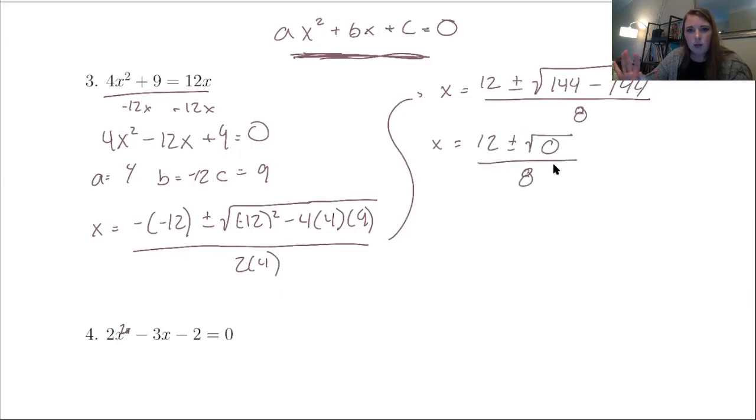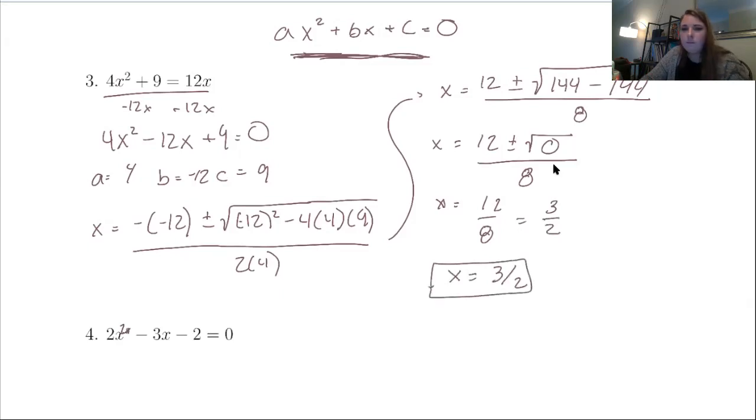That's okay, right? I can take the square root of 0. What's the square root of 0? Oh my God, what? It's 0, right? So I'm just going to have 12 over 8. So 12 plus 0 is 0, which is just 3/4? No, 3/2. And that's it. I have one solution now.